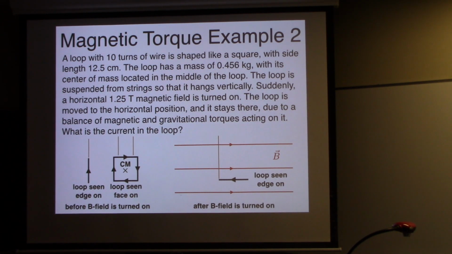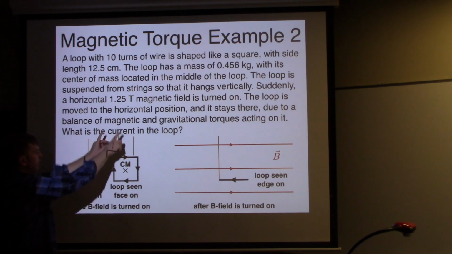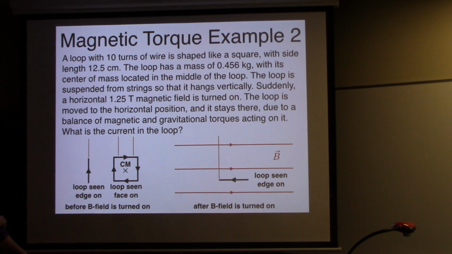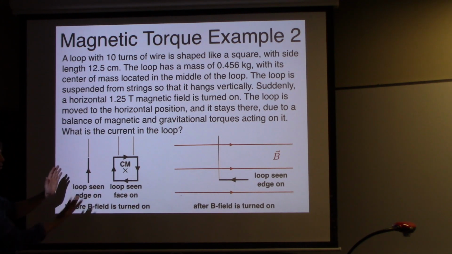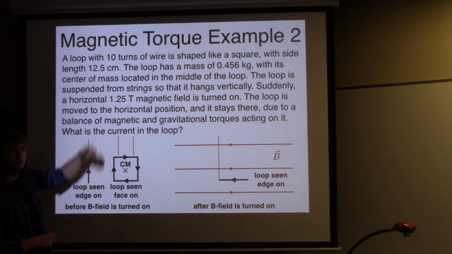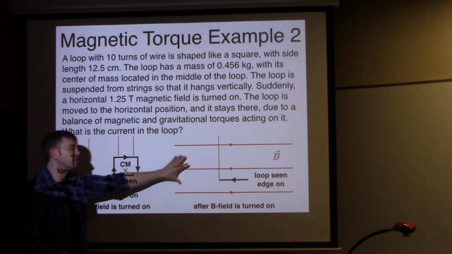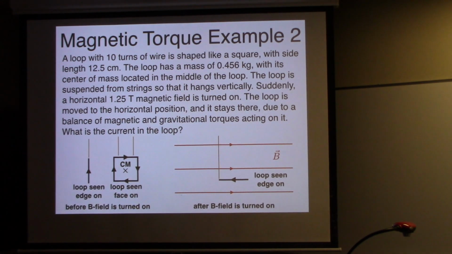So here's what happens. The loop is suspended from strings so that it hangs vertically. Okay, so you have this loop. It's just hanging vertically from these two strings. This is what it looks like when we see it face on. If we're looking at it from the side, this is what it looks like when we see it edge on. Okay, so there's no B field. There's no magnetic field yet. But what we do is we suddenly turn on a B field that has a magnitude of 1.25 Tesla, and it's going horizontally. So this is the magnetic field that we turn on going horizontally.